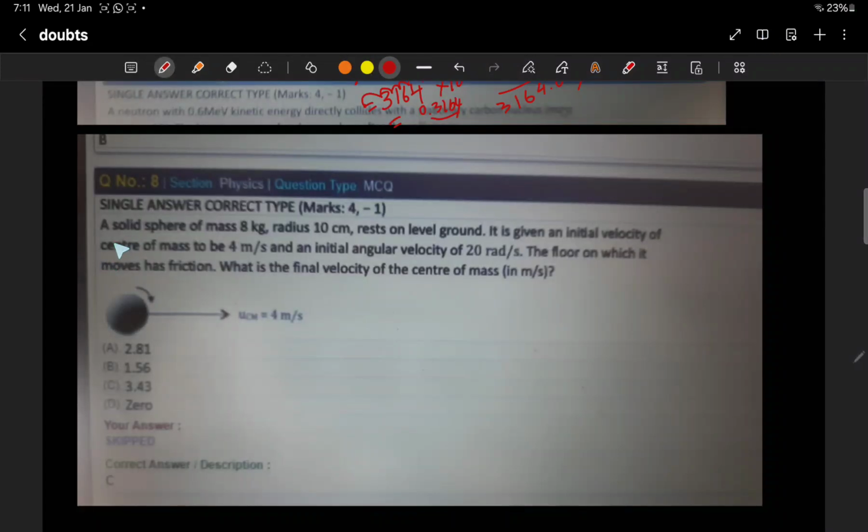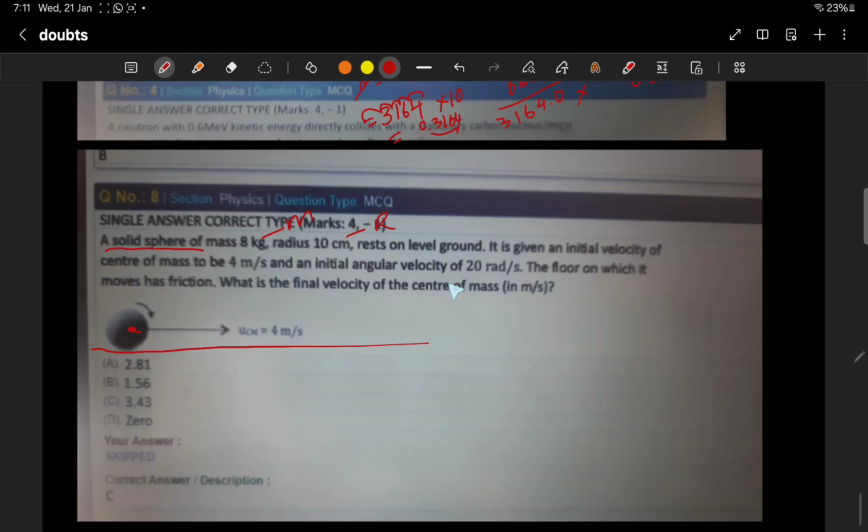So in the question there is a solid sphere of mass 8 kilogram, radius. Okay, mass is given, radius is given. It is resting on a level ground. This is level ground. It is given initial velocity of 4 meter per second along the center. Okay, initial angular velocity omega I is given as 20 radian per second. Okay, the floor on which it moves is having friction. Here you have friction. What is the final velocity of the center of mass?